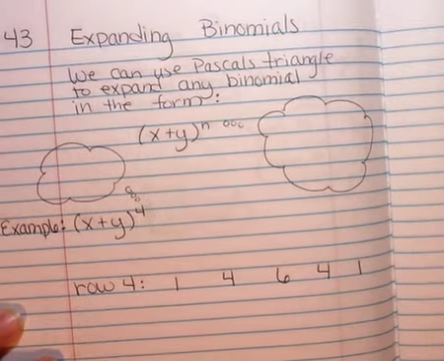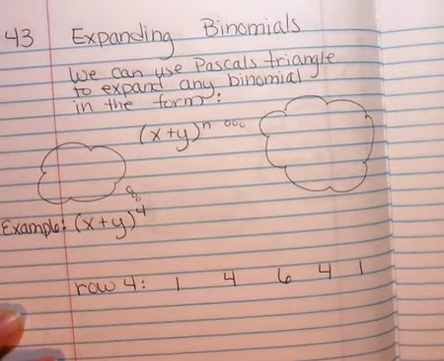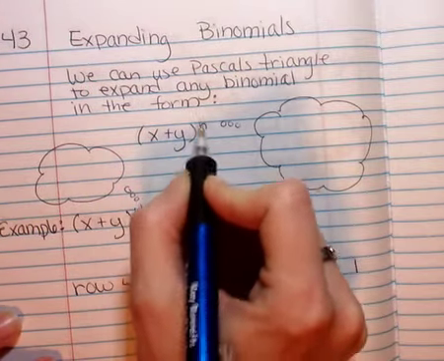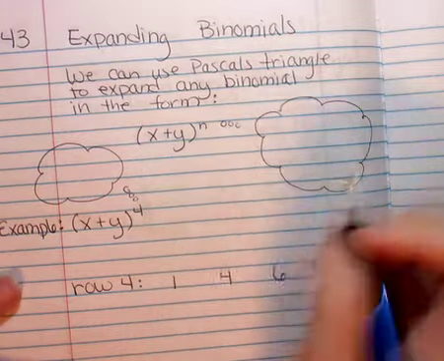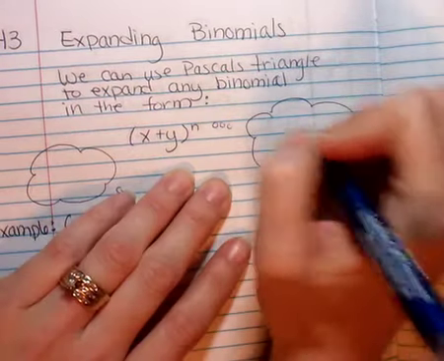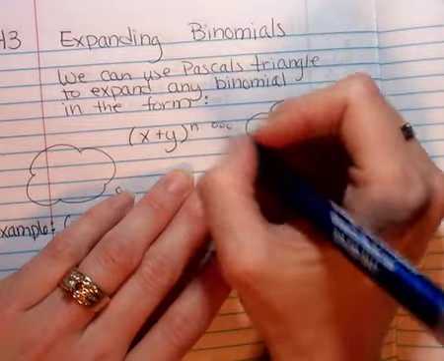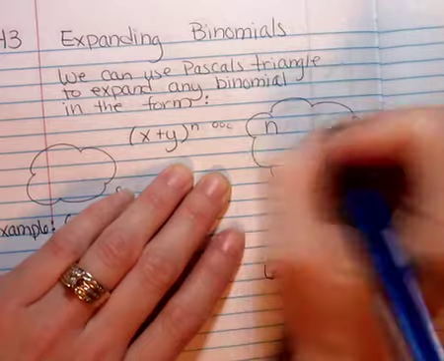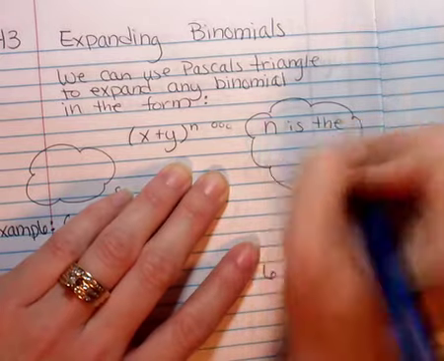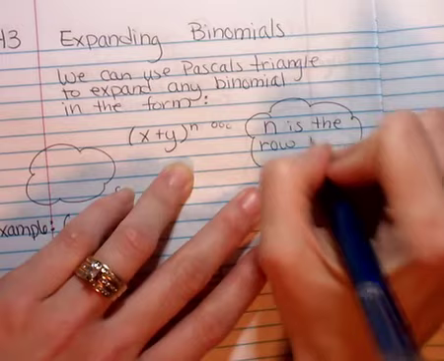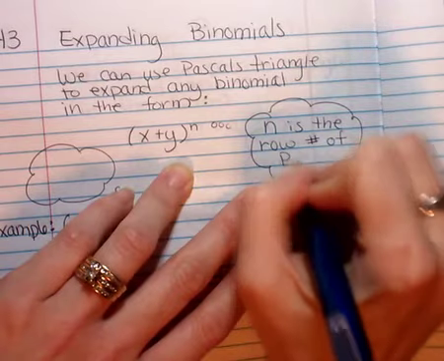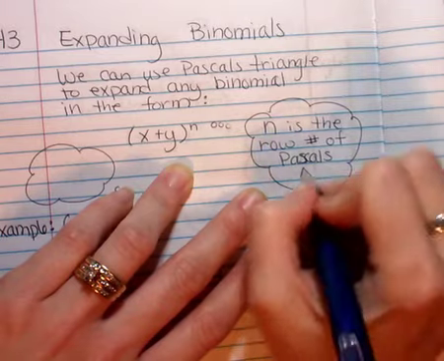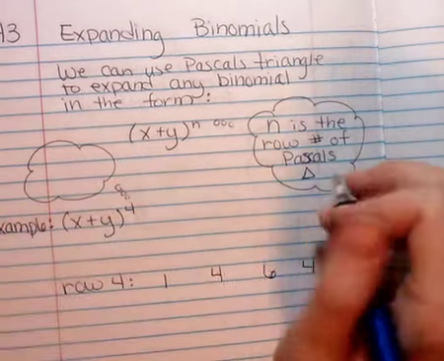So we can use Pascal's triangle to expand any binomial that's in the form of x plus y to the power of n. And that n can be any number. And we will use that n to help us decide which row for Pascal's triangle we're going to use. N is the row number of Pascal's triangle.